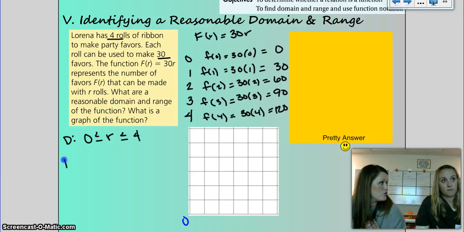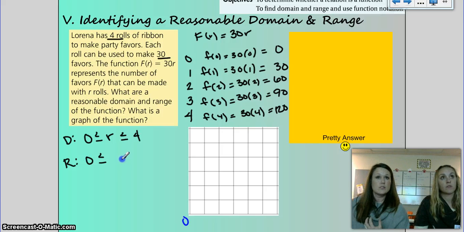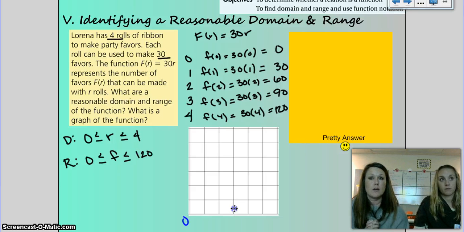And then my range is 0, same starting there, is less than or equal to, I know my biggest is 120, and I'm talking about favors. So f is less than or equal to 120. Then I would graph this. 1, 2, 3, 4. You want to do that?